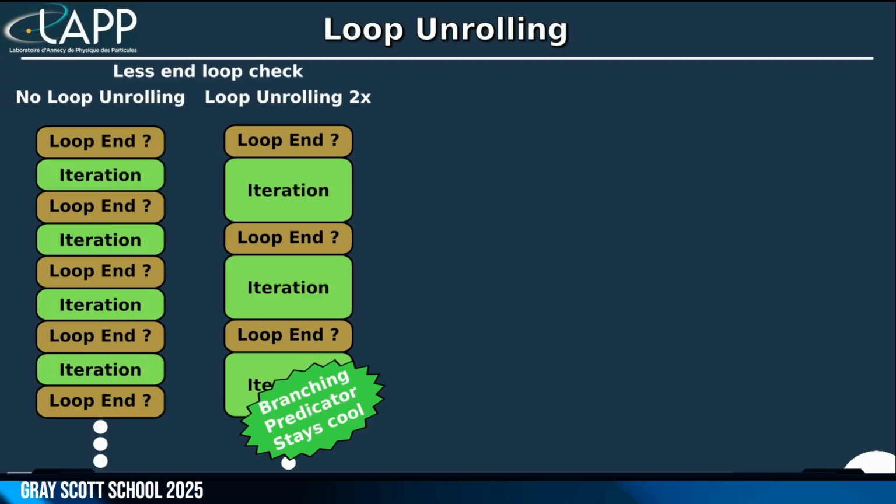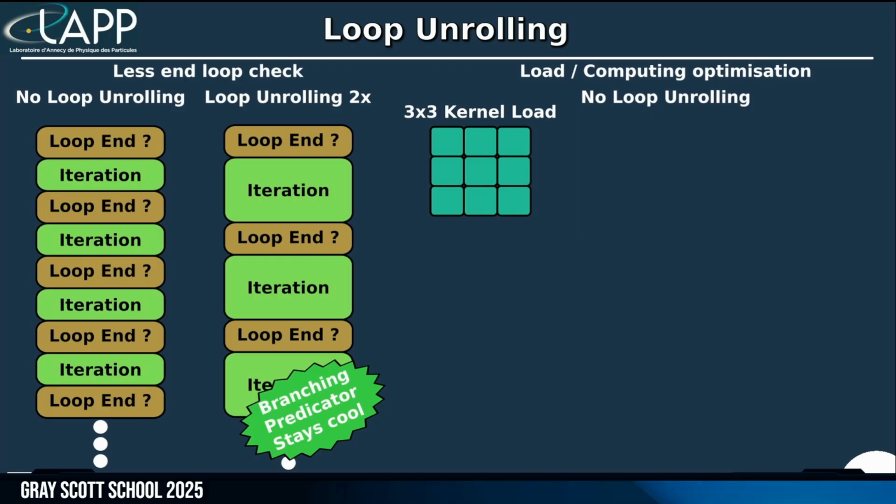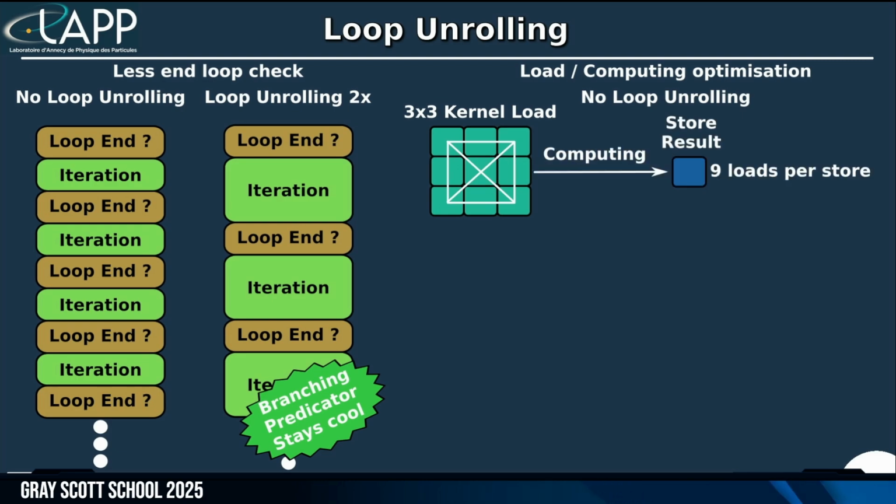Another point which we will use a lot in this school is for load and computing optimization. So first, if we get a 3x3 kernel load without unrolling, you get your computation and you compute one result, and then we have 9 loads per store, which is quite a lot. A CPU is designed to be efficient with 2 loads per store, or triadic, basically. So it's quite a lot.